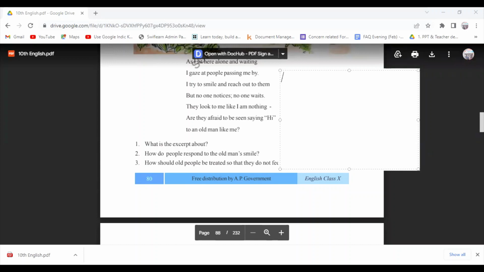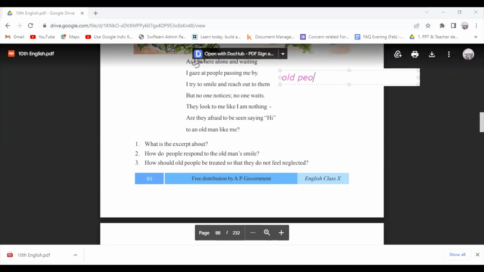So the old people should be treated equally. So firstly, I'd say that they should be treated equally. They should not be treated as something or different people like that, or something special candidates like that, equally.